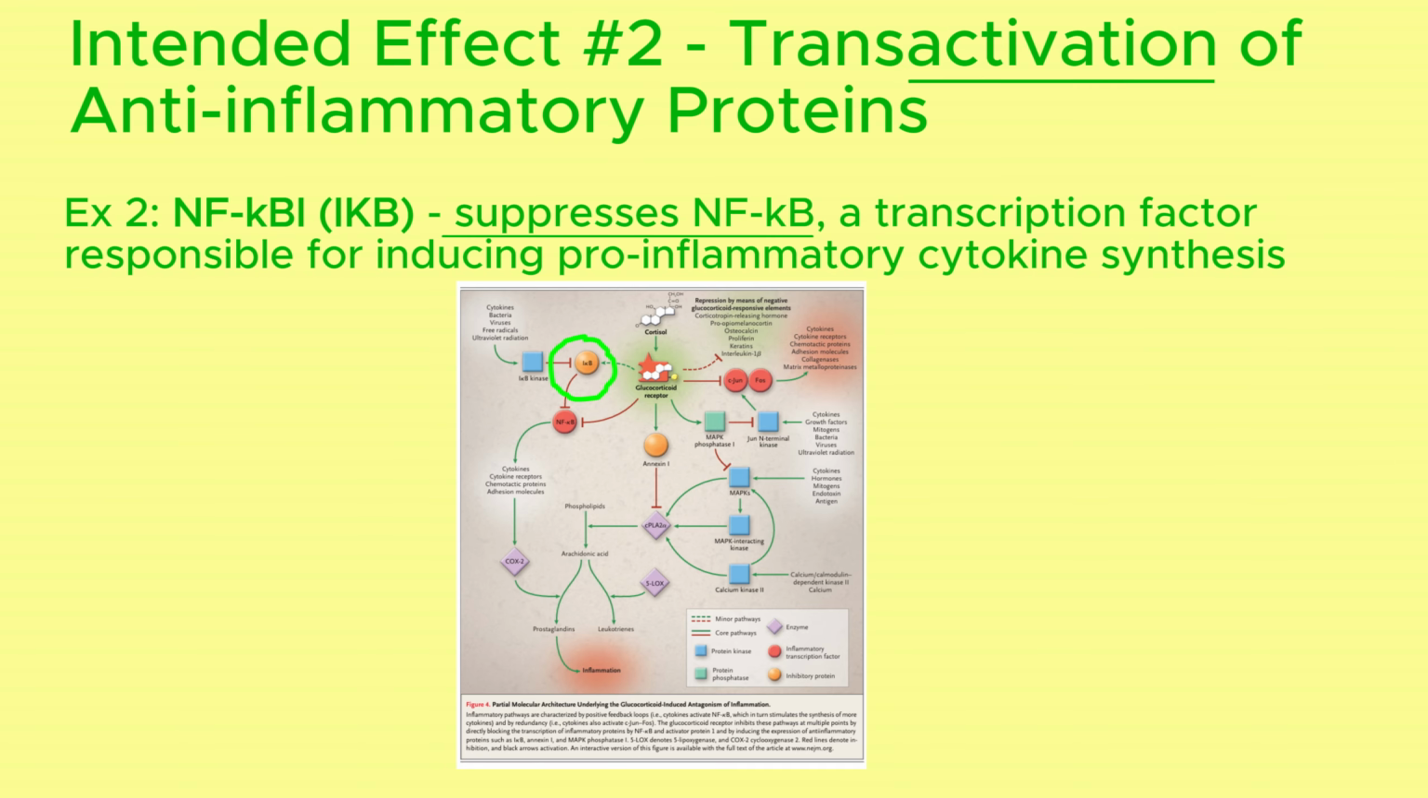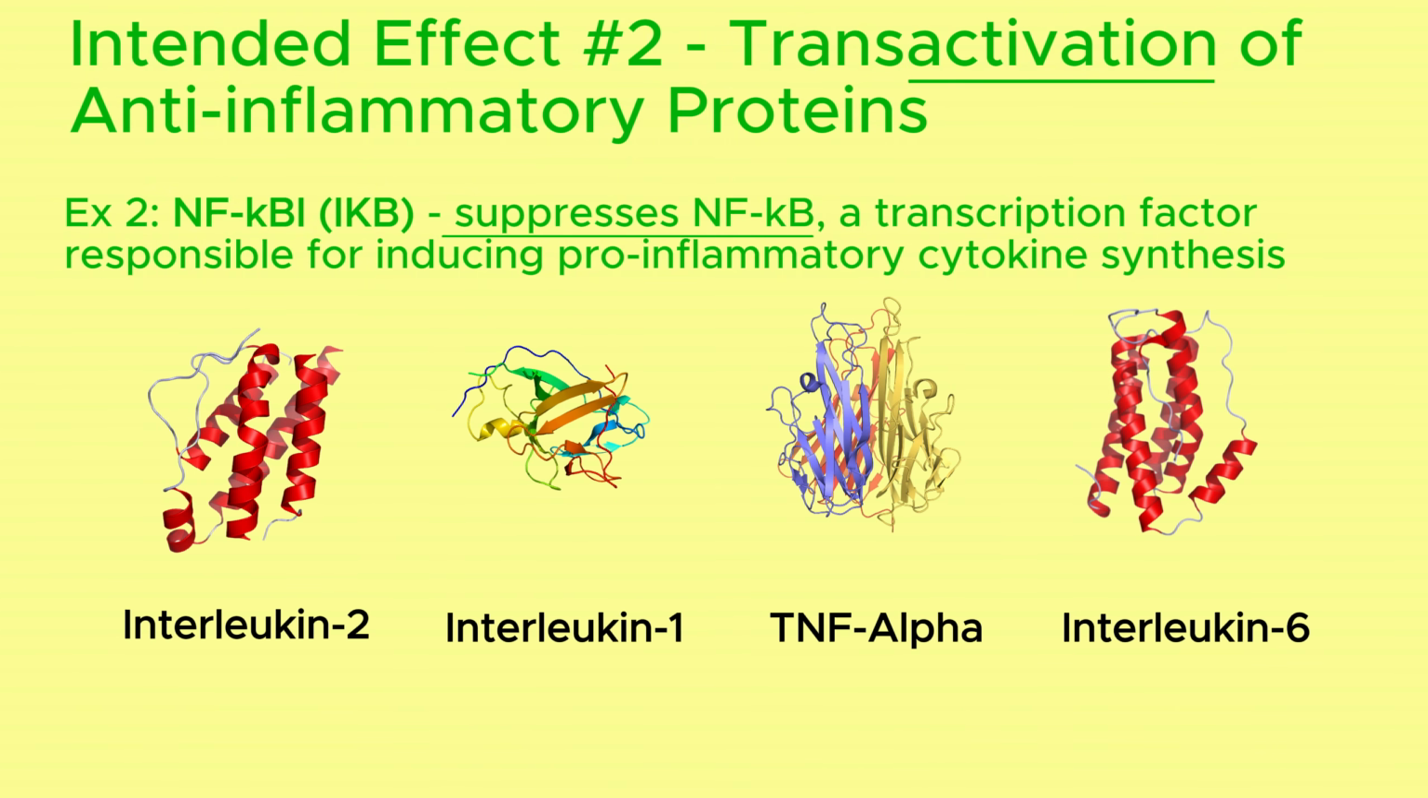Another commonly known protein expressed from corticosteroids upon binding the glucocorticoid receptor is NF-κB inhibitor, or IκB. This protein inhibits NF-κB, which is a protein that acts as a transcription factor that induces synthesis of the previously mentioned cytokines, including TNF-alpha, interleukins 1, 6, and 2, all of which I previously described as pro-inflammatory.